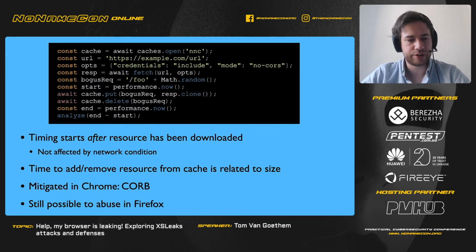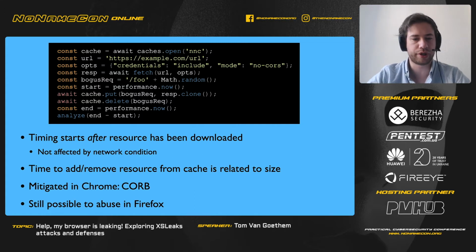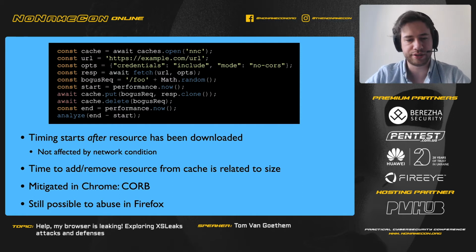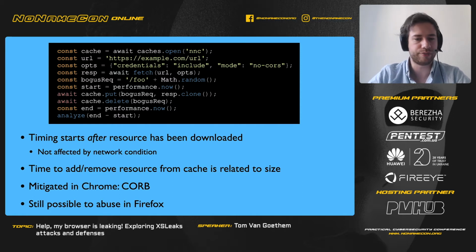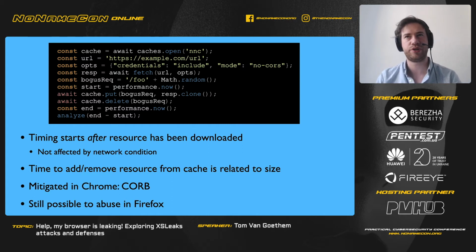And then another technique is by using the cache API. Here we first fetch the response, and then we start a timer just before adding this response to the cache, so the programmable cache. And we stop the timer after we've put it into the cache and we've deleted it. And the time it takes to put it into the cache and delete it from the cache is related to the size. So using this, we can get some estimate of the size.